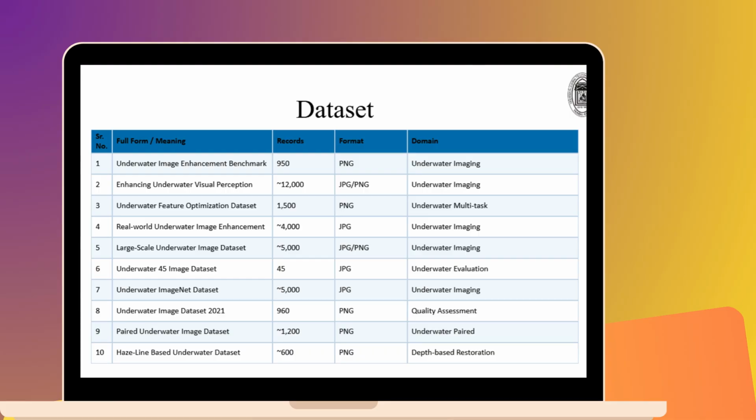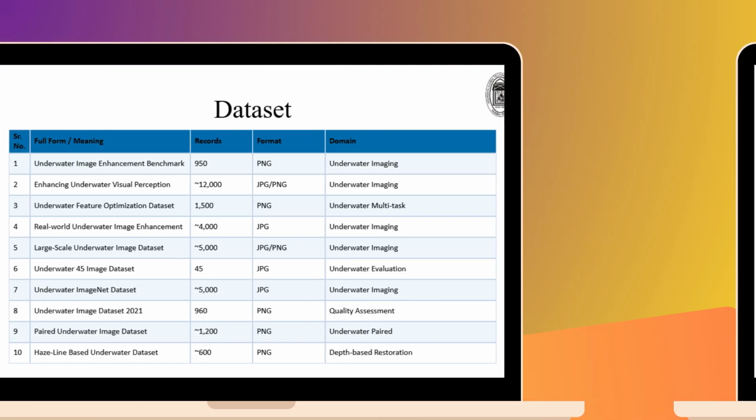So here is the dataset. We mainly use the EUVP dataset, which stands for Enhancing Underwater Visual Perception dataset. It contains both paired and unpaired underwater images. The dataset includes images captured under different lighting conditions, water depths, and turbidity levels. This diversity helps in evaluating the robustness of the models. Now I will hand over the presentation to Sahil, who will explain the evaluation metrics, results, conclusion and future scope of our project.